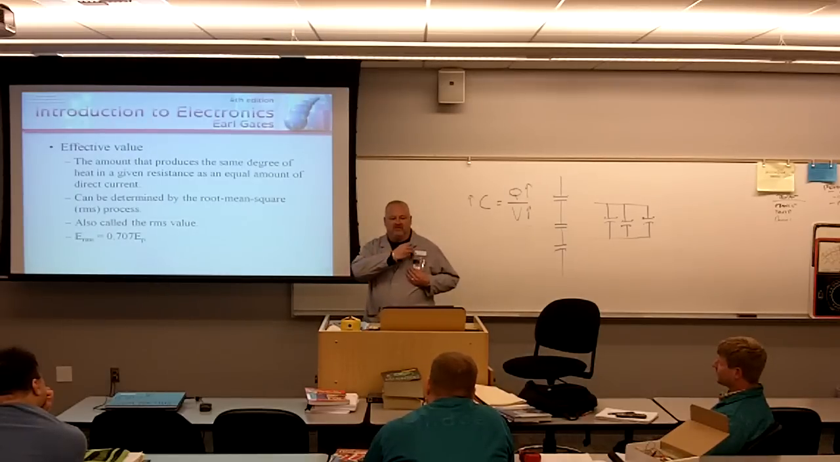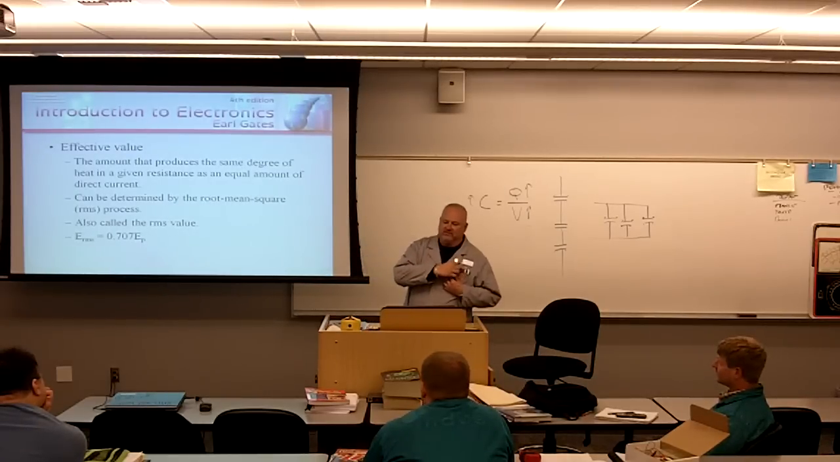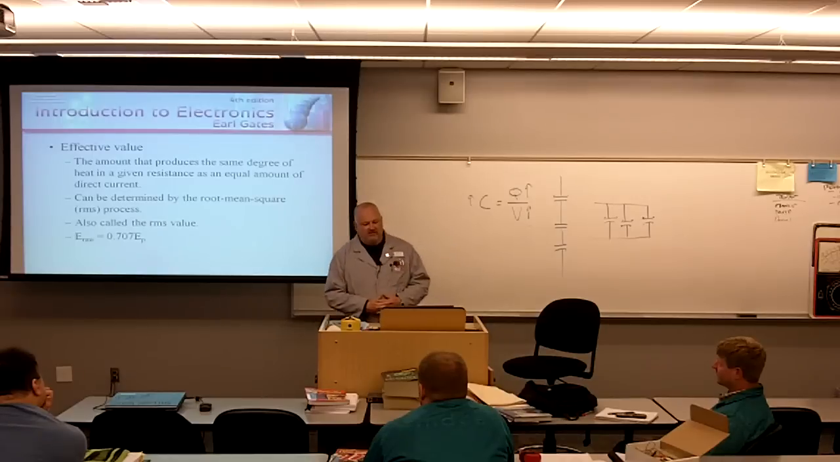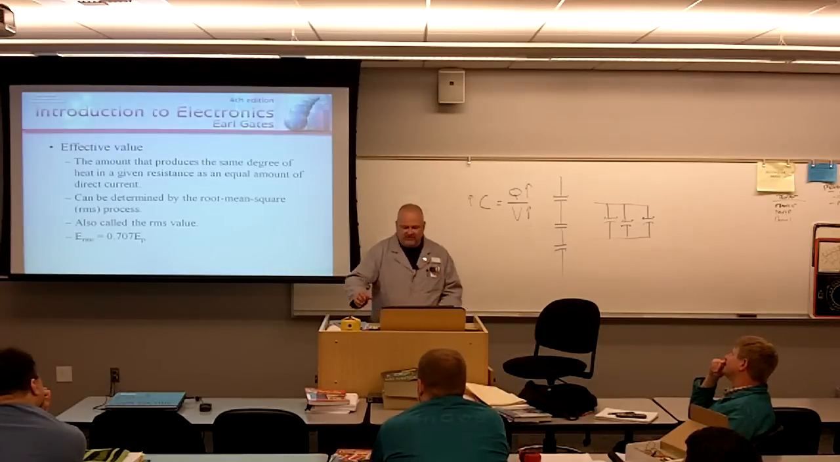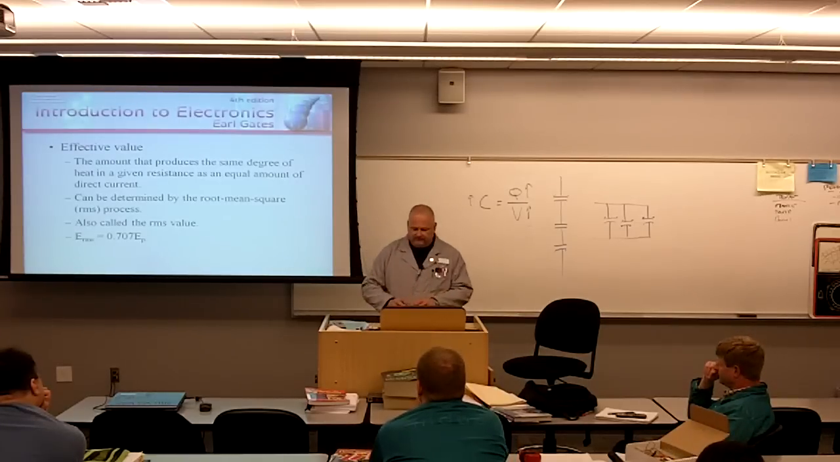Now, one of the big things here, effective value. This is the amount that produces the same degree of heat in a given resistance as an equal amount of direct current. Can be determined by the root mean square, RMS process, also called the RMS value. The amount that produces the same degree of heat in a given resistance as an equal amount of direct current.